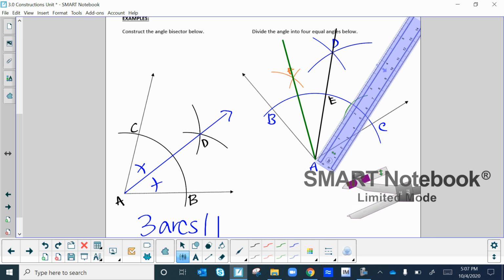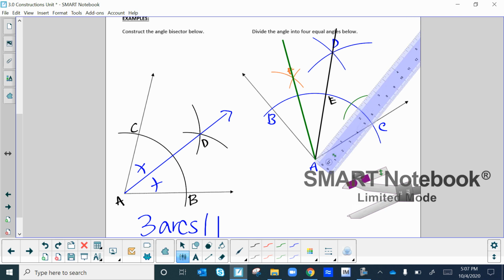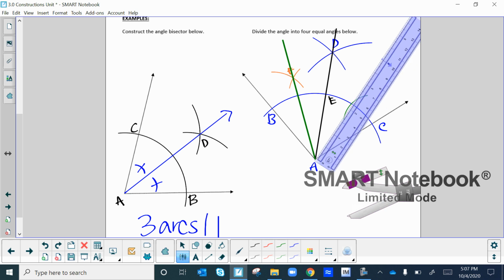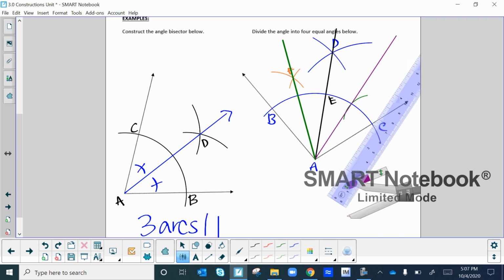I still don't like it. I got to go back one. There we go. I think this will do it. Nope, nope, I messed it up now. There we go. I like this one. Okay, so now I have 3 congruent angles, and I mean 4 congruent angles, or 4 equal angles, like it says up at the top.